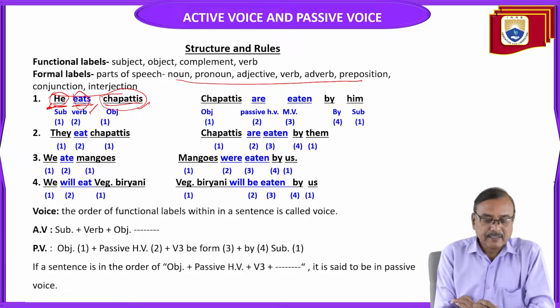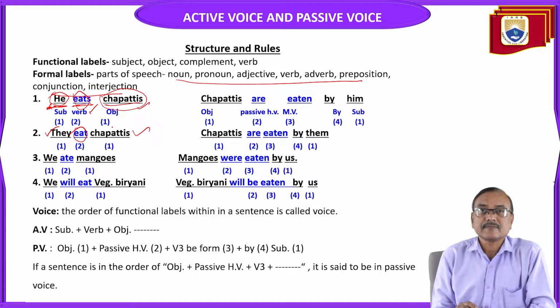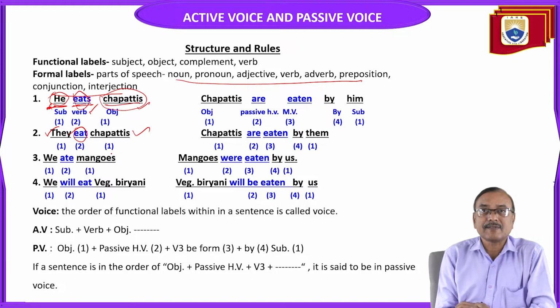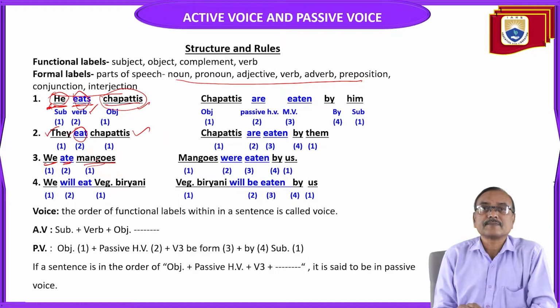See this one. They eat chapatis. Here the action is eat only. The subject is they and the object is chapatis. So they is the subject, eat is the verb, chapatis is the object. Now see the third one. We ate mangoes. Here ate is in past form. Ate is the action, it is a verb. Who ate the mangoes? We ate. Here we is the subject and mangoes is the object.